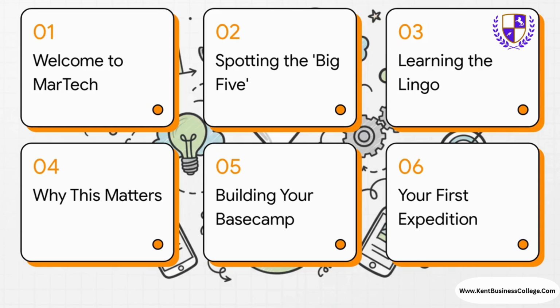So here's our route for today. Think of this as our expedition map. First, we'll define the terrain in Welcome to the martech jungle. Then we're spotting the big five, the key tech you need to know. After that, we're learning the local lingo, figuring out why this journey matters, and then building your base camp. And finally, I'll send you off on your first expedition. Right, let's get a move on.